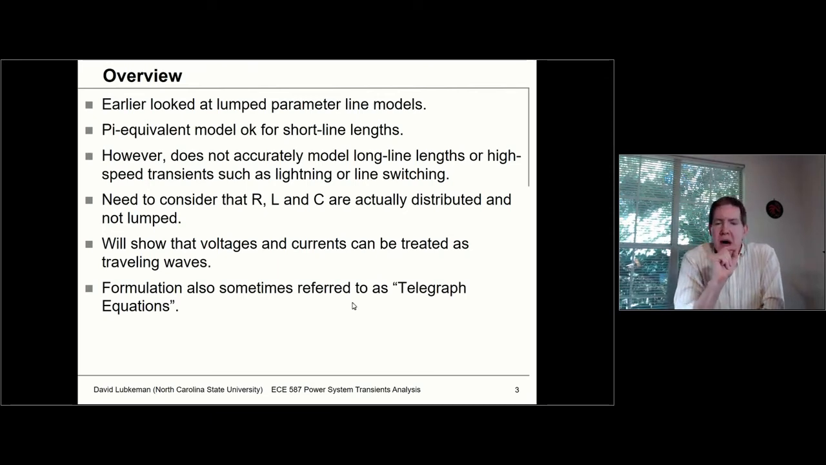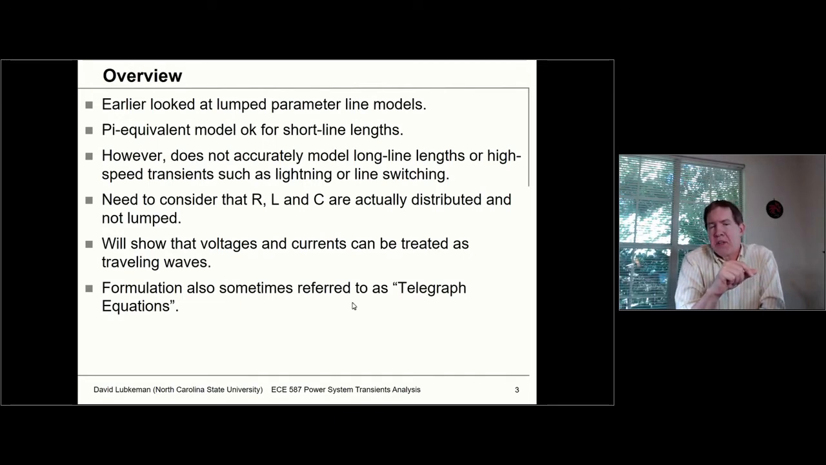So for the pi equivalent model, basically this will be okay if we have short line lengths, something on the order of a few miles or so. However, this isn't really accurate for longer length lines, or when we're looking at high-speed transients, such as those due to lightning or line switching. And so, like I said before, we want to consider the inductance and capacitance as actually distributed instead of simply lumped.